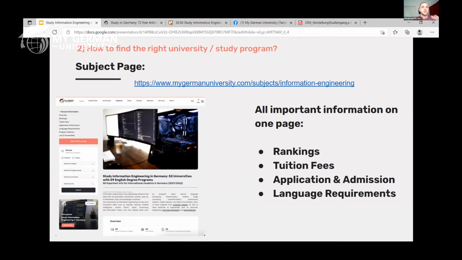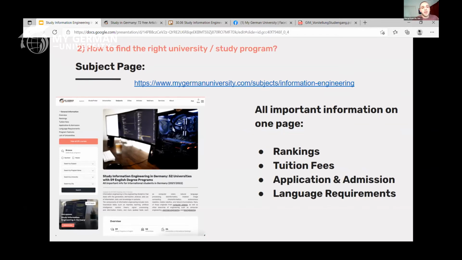For example, generally, what are the rankings of those universities or programs that are providing the program in information engineering or related degree programs? What is generally the range of tuition fees when it comes to information engineering? What about application and admission? What about language requirements? What about general deadlines? What is the range of deadlines for this particular or related program? You can find all of these for every subject, because we have a page for every subject.